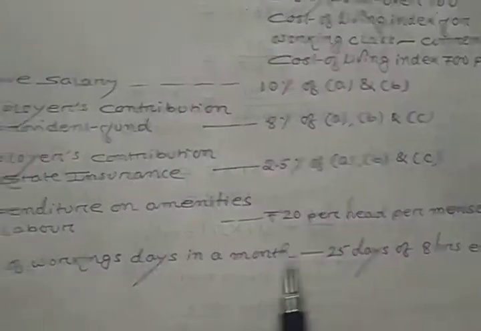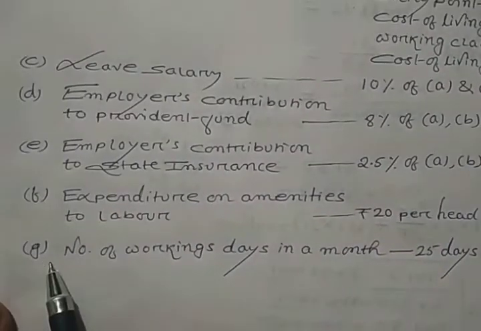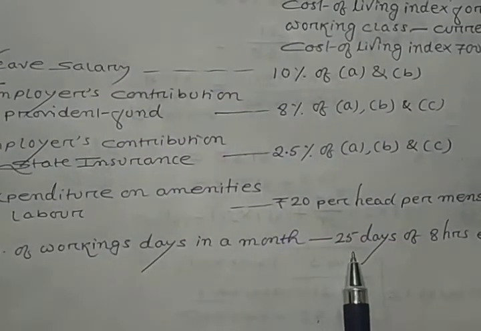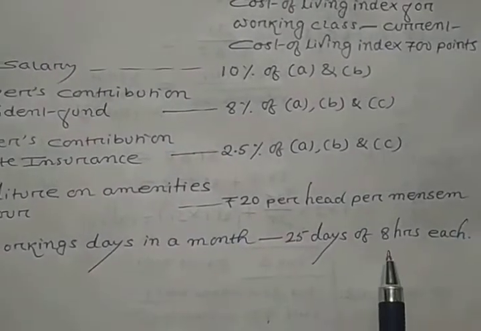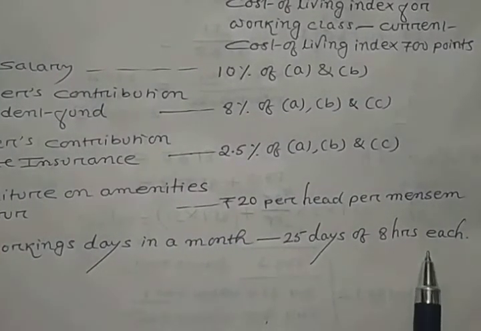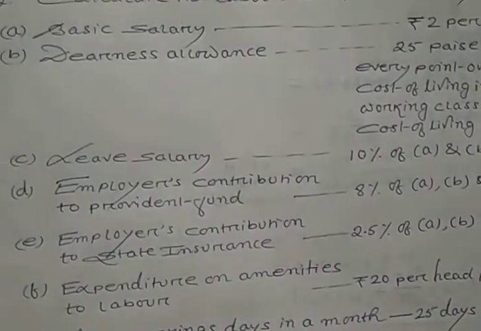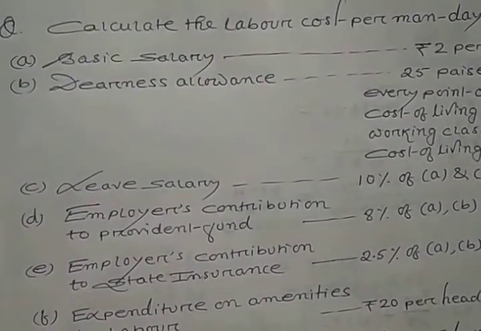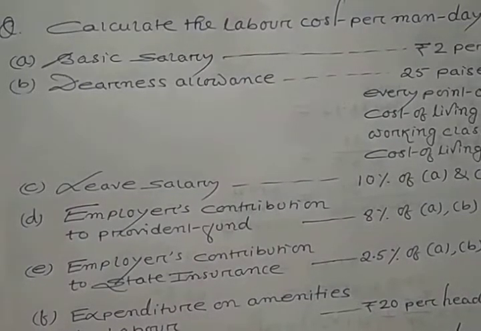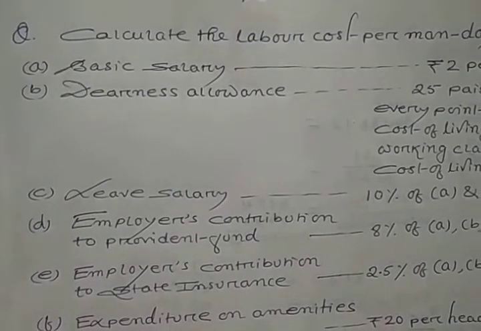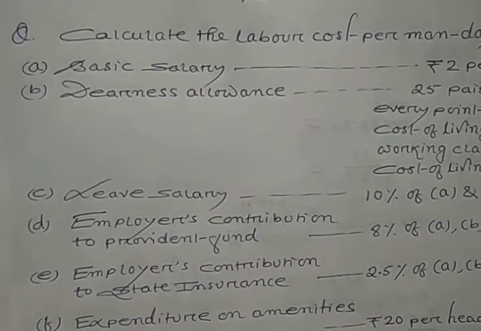The next point, G, is the number of working days in a month, that is 25 days. You remember, total 25 working days of 8 hours each. Now you have to calculate labor cost with the help of this information. Remember, this is a very important question and also a very easy question. So see the solution. I will show you the solution, try to understand.